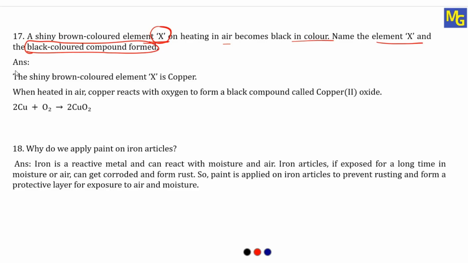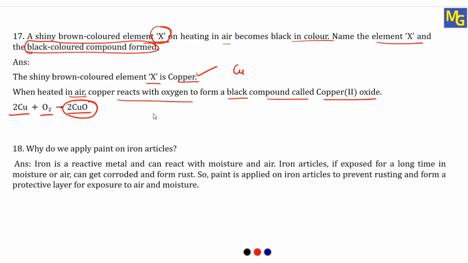The answer is very simple. The shiny brown colored element X is copper, that is Cu. It is already explained in detail in the NCERT book. Shiny brown colored element X is copper, and when this copper is heated in air, copper reacts with oxygen to form a black compound called copper oxide, that is CuO. So let's see the reaction. Copper, that is Cu, combines with oxygen and it becomes CuO. So the black colored compound is CuO, copper oxide, and the shiny brown colored element X is copper. So this was the answer for question number 17.